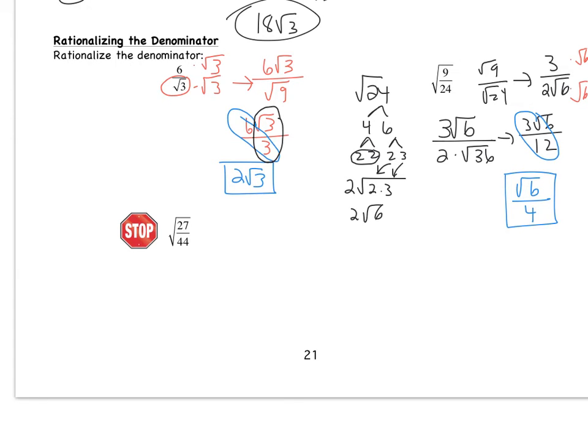Okay, so now you have one to try. We got to a stop sign problem, so I would like you to pause the video and try this one on your own. Start like we did the previous problem by simplifying the numerator and the denominator. Good luck.